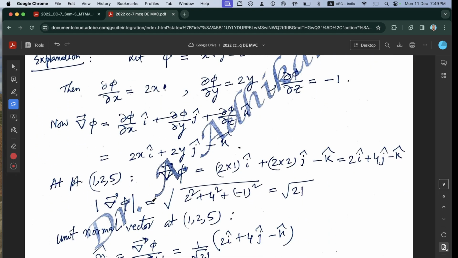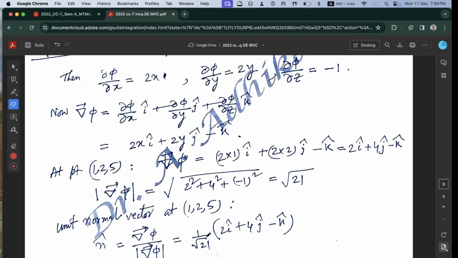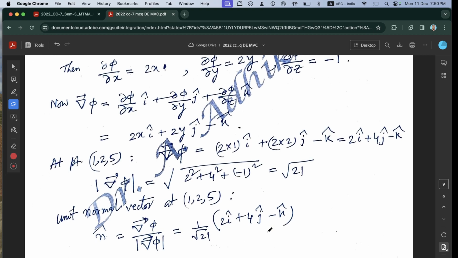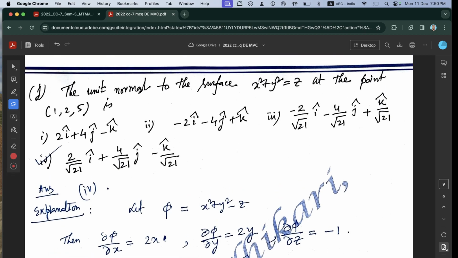At the point (1, 2, 5), the gradient of φ is equal to 2i + 4j − k. So the modulus of the gradient of φ is equal to √21. Hence, the unit normal vector at the point (1, 2, 5), n cap, equals the gradient of φ divided by the mod of the gradient of φ. So the answer is (1/√21)(2i + 4j − k). Correct option is 4.